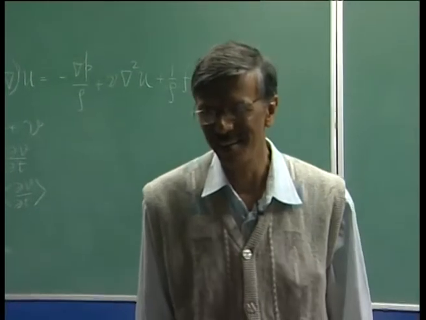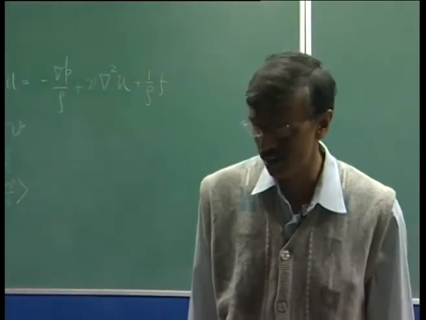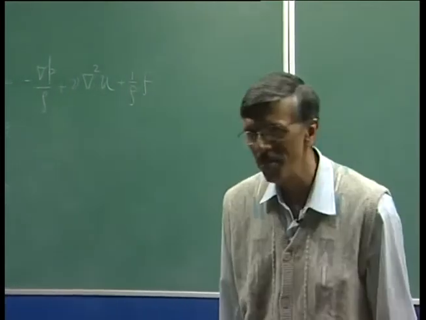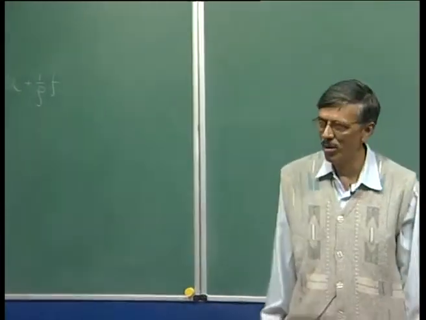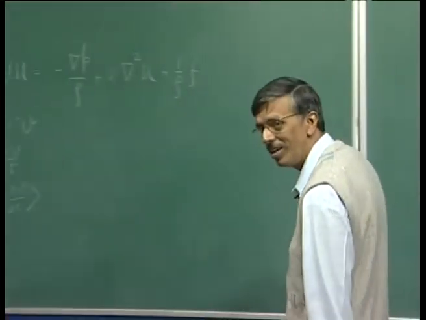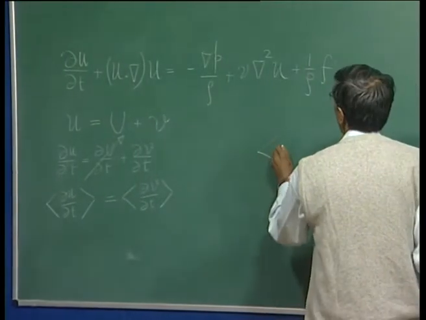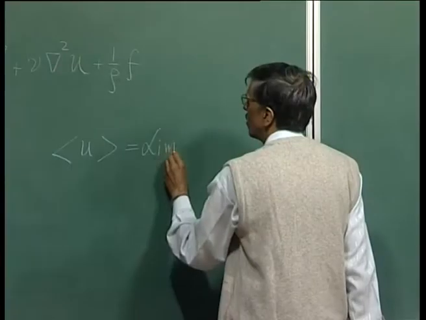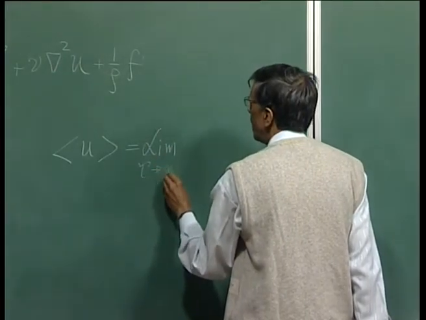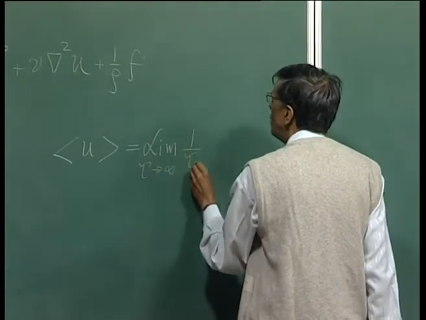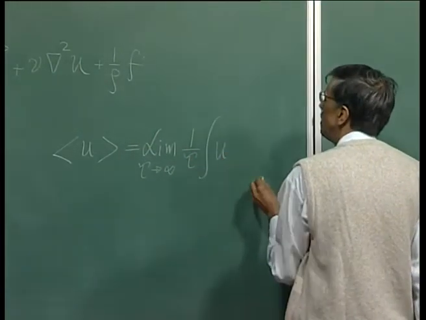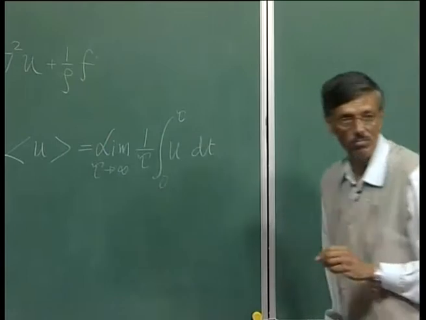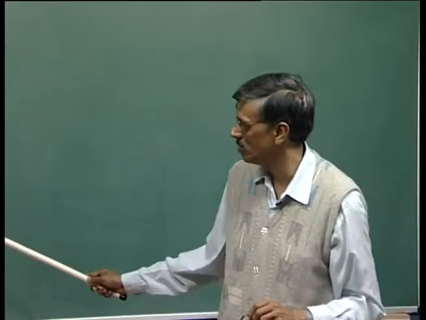May seem troubling. In a computing course, we do not go that deep, but here we can afford to explain it a little better. Why? Because when I am talking about time averaging operation, what was the definition that we talked about? This is the limit tau going to infinity, 1 over tau, integral u dt, and this is going from 0 to tau. That is your definition of time average.